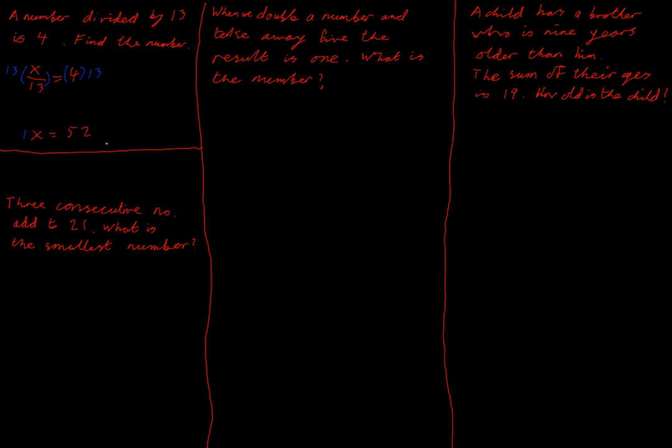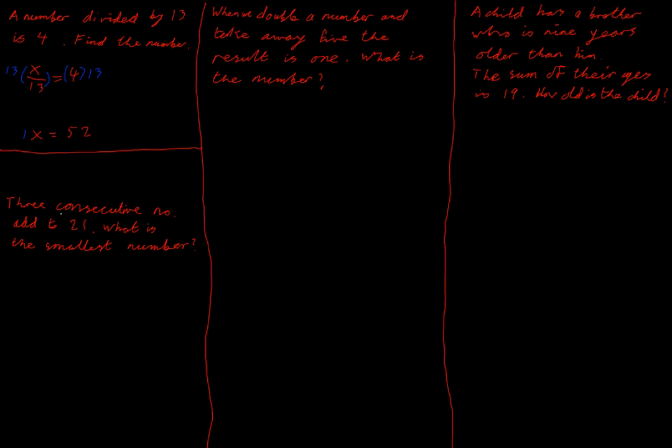So that is my basics of it. If I'm told I have a number I don't know, I'm going to call it x or a or whatever letter I like, and then I'm going to see what I need to do with that information moving forward. Now, let's have a read of our next question. 3 consecutive numbers add to 21. What is the smallest number?